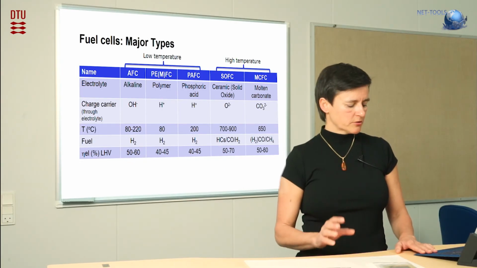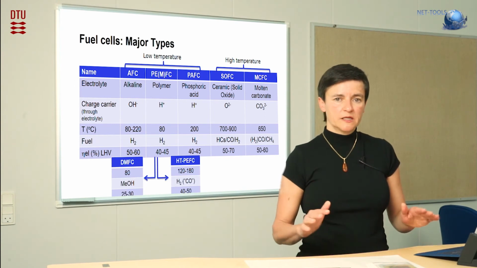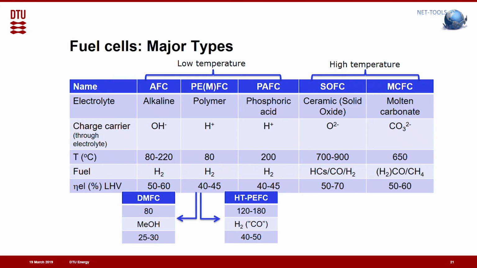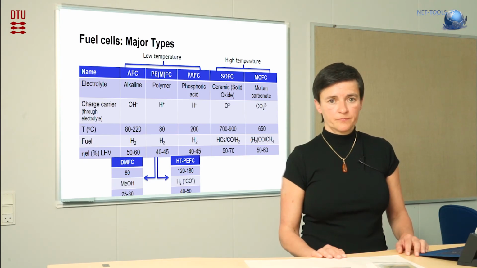Apart from these major categories, there are also subcategories developed from the single major types. For example, the direct methanol fuel cell and the high temperature PEM fuel cell. They are all related to the normal, so to speak, polymer exchange membrane fuel cell. They are tailored, one to use methanol directly as a fuel, and the other to operate at higher temperatures where water is not liquid but vapor or steam.